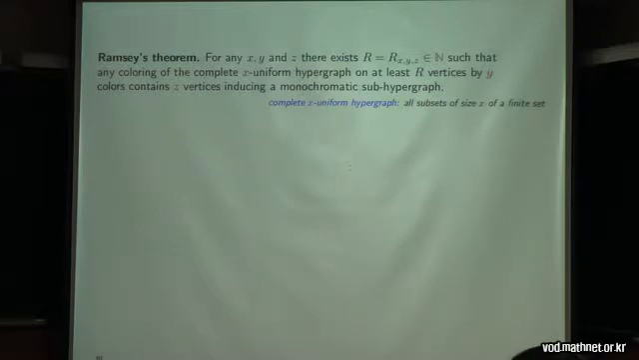I'm looking for a uniform subset of a constant size, and I know that this will exist as soon as I have enough vertices in my graph. Okay?